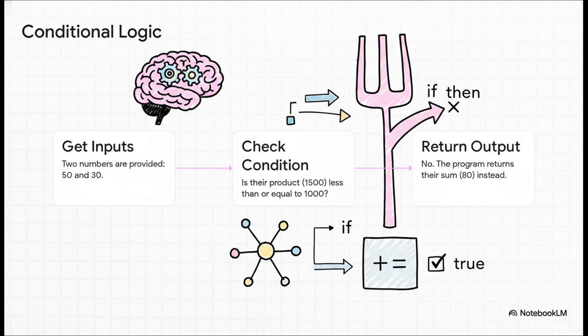When you get right down to it, all programming logic is really just a bunch of forks in the road. This right here is a classic if-then-else statement. The program just asks a simple question, right? Is the product of 50 and 30 less than or equal to 1,000? In this case, no. 1,500 is bigger. So if that condition isn't met, it does something else, like return their sum. It's just a choice, go left or go right. And this is fundamentally how an AI makes every single decision.